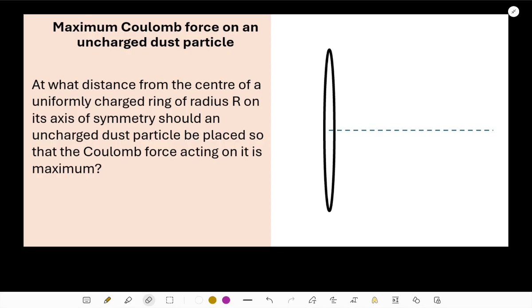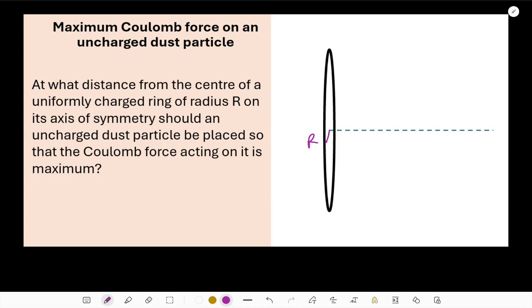At what distance from the center of a uniformly charged ring of radius r? Okay, this is a uniformly charged ring having radius equal to r. On its axis of symmetry, should an uncharged dust particle be placed so that the Coulomb force acting on it is maximum?